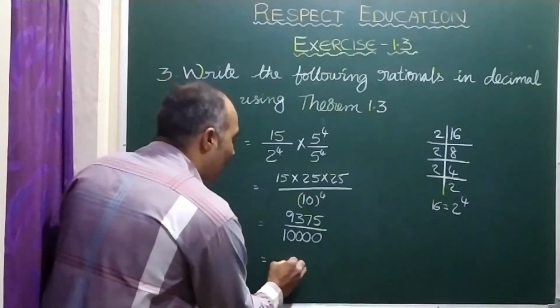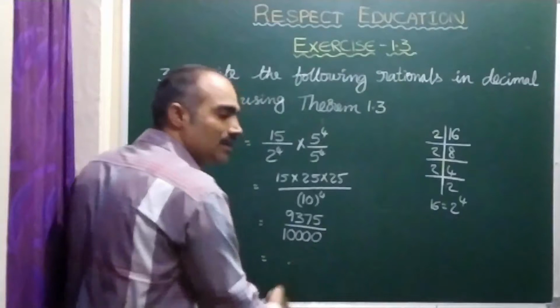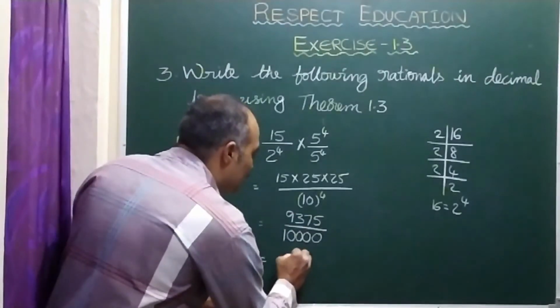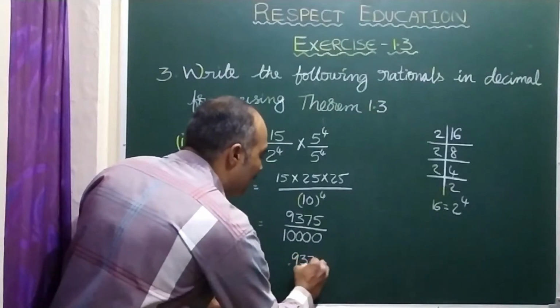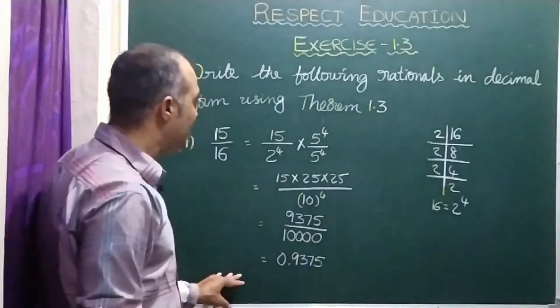So here after the decimal, since 4 zeros are there, 4 numbers should come, 4 places to be filled. Here exactly 4 numbers are there, so those 4 places can be filled with these. So it is 0.9375.